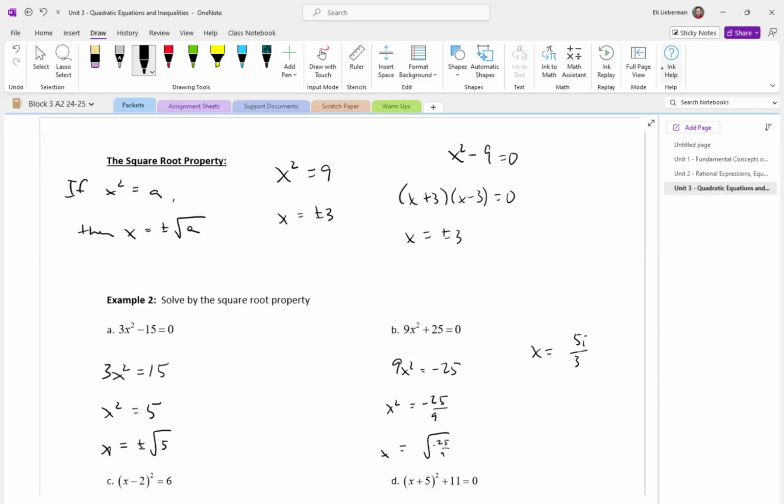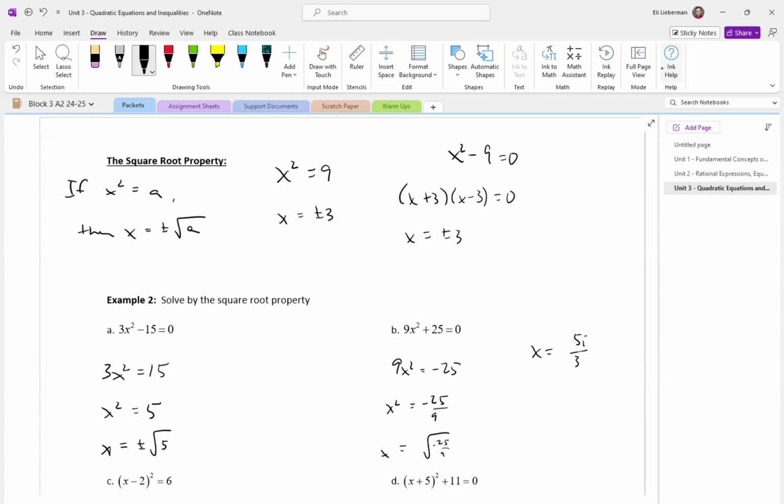Do we agree? Because it's i, there's no plus or minus, pretty much. But we won't need plus or minus because it's, right, it wouldn't be plus or minus 5i, would it? I don't know, would it?